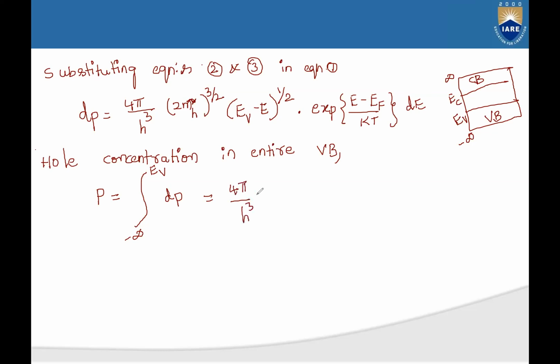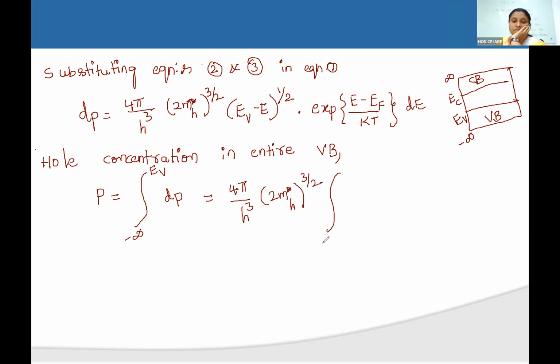No one has done it? Equal to, right? n_V is exponential of minus (E_C minus E_F) by kT. You got that answer, ma'am? Yes, ma'am. Good, very good. So here, I'm just trying to put that dP equation here.